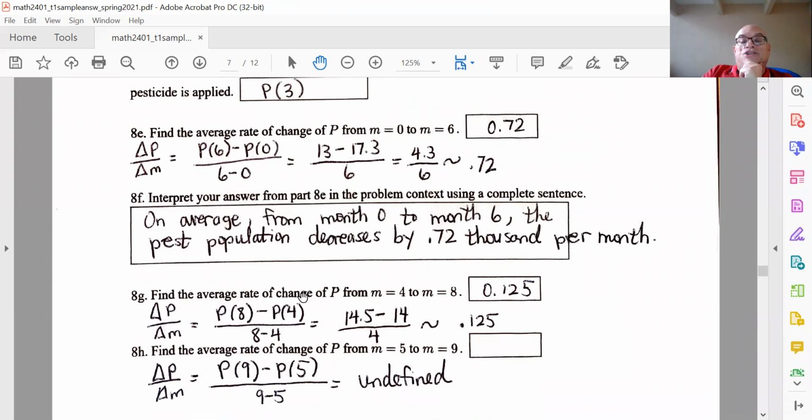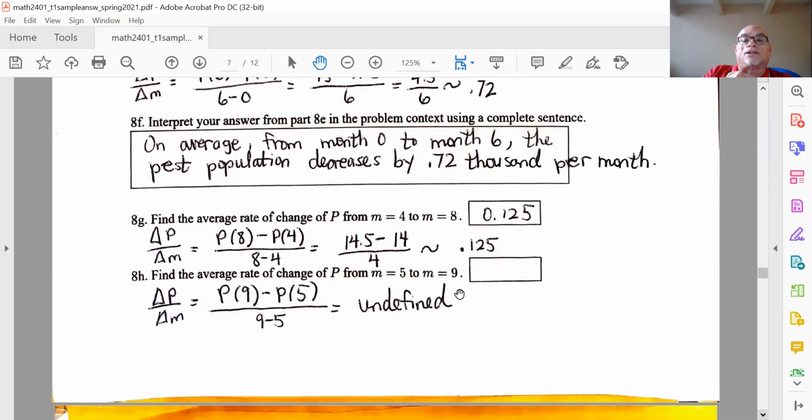Now in G, just another average rate of change calculation, so I'm not going to go through this one. Here we want to find the average rate of change from 4 to 8. You just do this calculation the same way. It would be P of 8 minus P of 4 over 8 minus 4. So you get 14.5 minus 14. You can estimate these values from looking at the graph. P of 8 is close to 14.5, and P of 4 is close to 14. So you get 0.5 over 4, which is 0.125. So there's the average rate of change from M equals 4 to M equals 8.